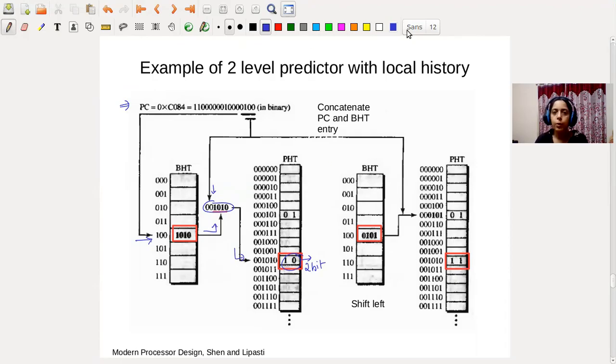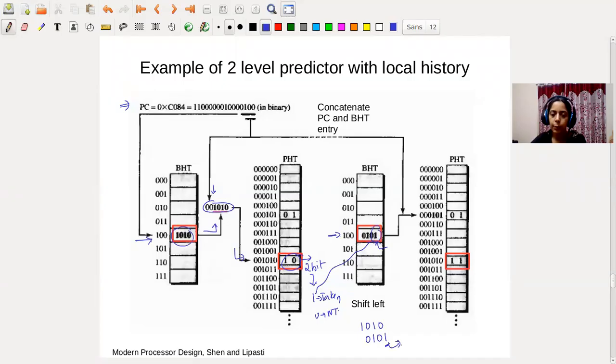So if you also look at the other diagram, this is just showing what happens in the next iteration. Having taken this as the branch decision in the first iteration, so one is taken and let's say zero is not taken, then all we do is shift this left and make that entry the new entry, which is the taken entry here. So basically the history bits are going to change. 1010 is going to be left shifted, so it's going to become 0101.